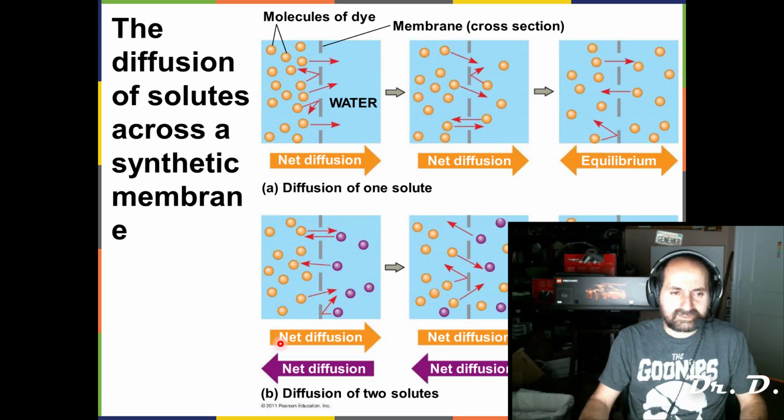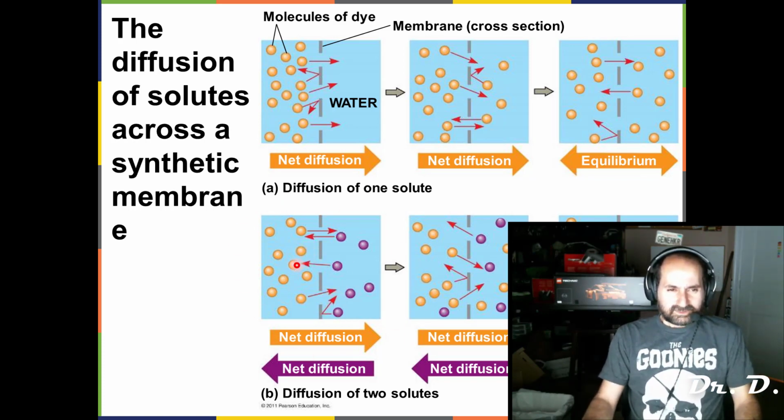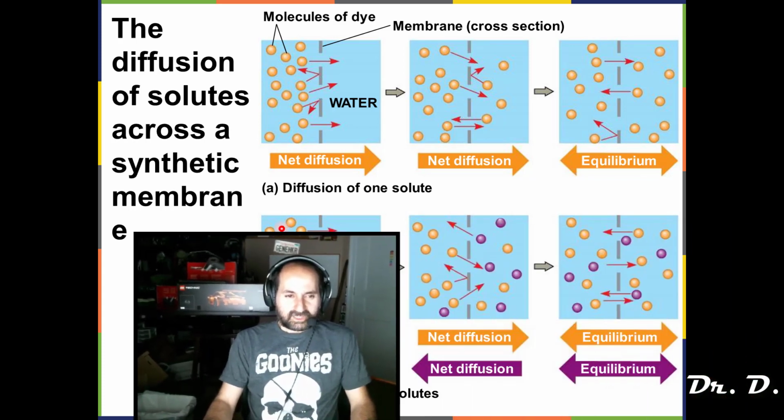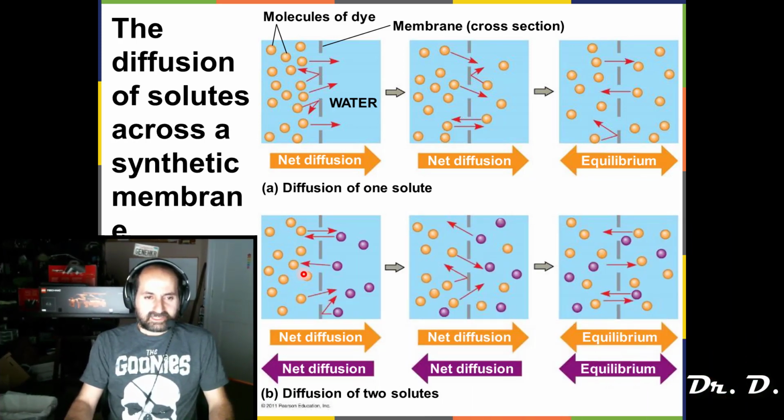Okay, then look at the example at the bottom here. This is interesting. In this case, you have two different dyes. You have an orange dye on the left and you have a purple dye on the right. And you know what's really interesting? Even though you have a higher concentration of orange dye on the left than you do of purple dye on the right, what you need to understand is that something special happens here. The orange dye kind of pretends like the purple dye doesn't exist.